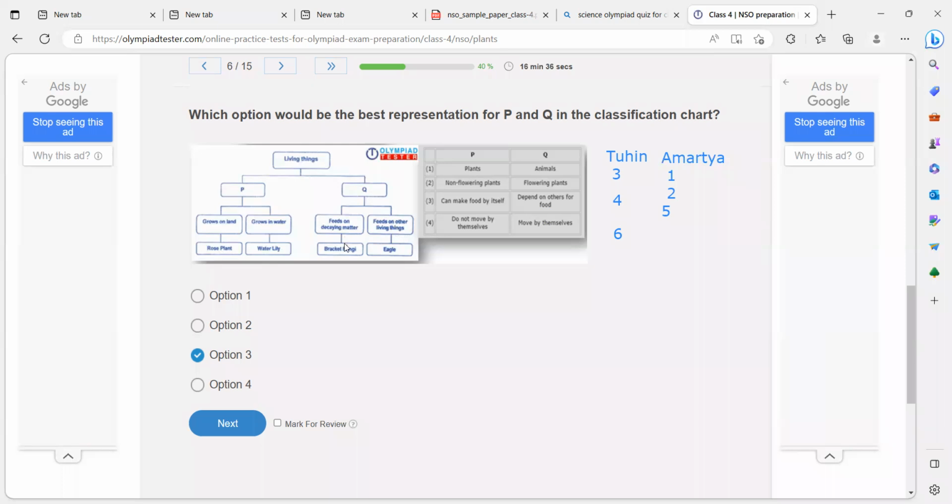Feeds on decaying matter means bracket fungi. Feeds on other living things means eagle. This is an example. Now, these are decomposers. Yes, those organisms that feed on the decaying matter are called decomposers. Okay. Fungi are decomposers. Yes. Okay, so the next one, Omoto will tell me.